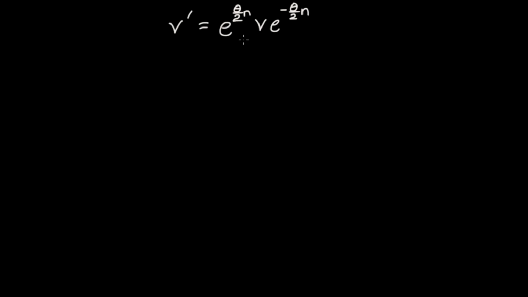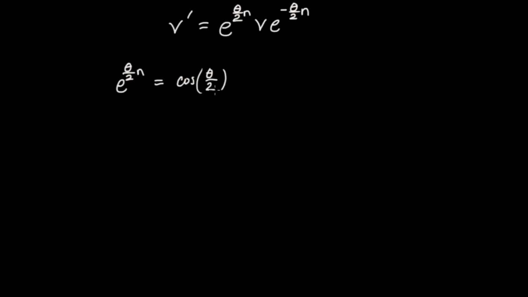And I'd like to rewrite this in yet another way, just expanding out the e to the theta over 2 times n, just so it's absolutely clear what that quaternion exponential actually is. And people who've done rotations with quaternions are going to recognize this. So e to the theta over 2 times n is going to be cosine of theta over 2.